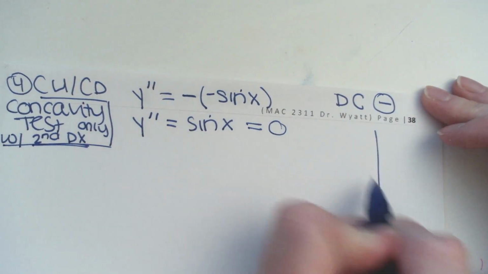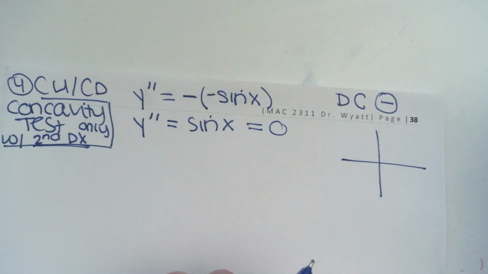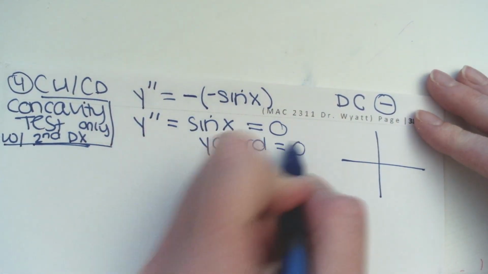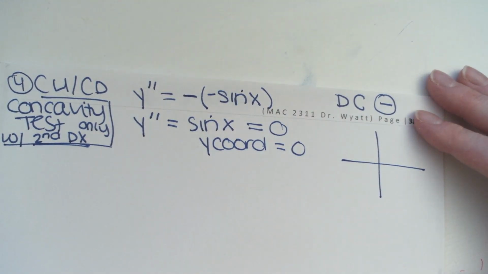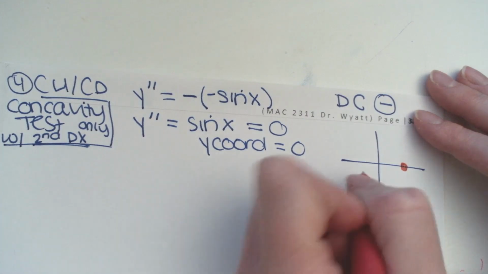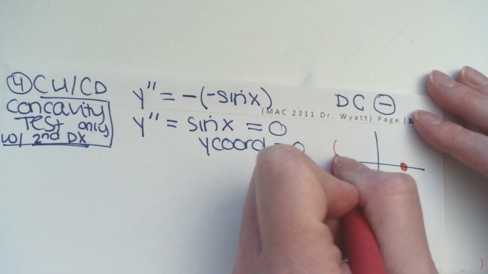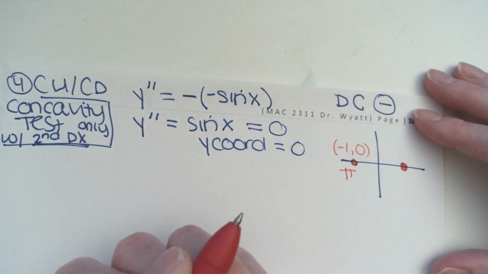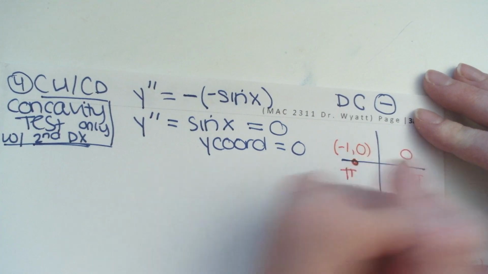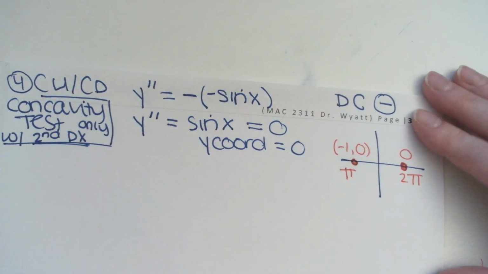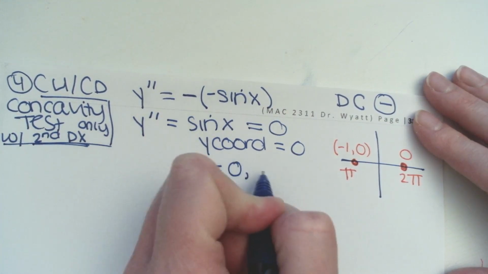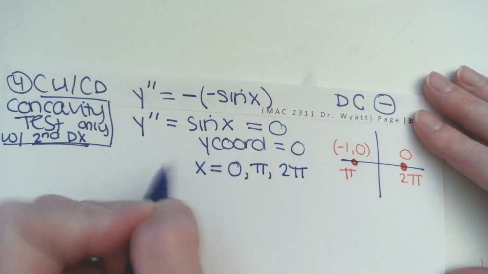Okay, so on my lovely unit circle, I am looking at where the y coordinate is equal to 0. On that 0 to 2 pi interval, the y coordinate is equal to 0 at 0. It's also equal to 0 at pi, right? So that coordinate would be negative 1, comma 0. And then it also is equal to 0 at 2 pi. So the solution to sine x equal to 0 is x equal to 0, pi, and 2 pi.